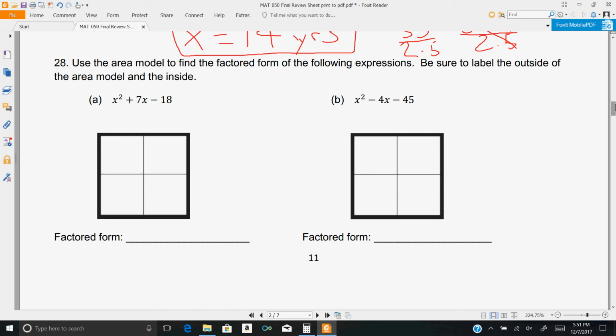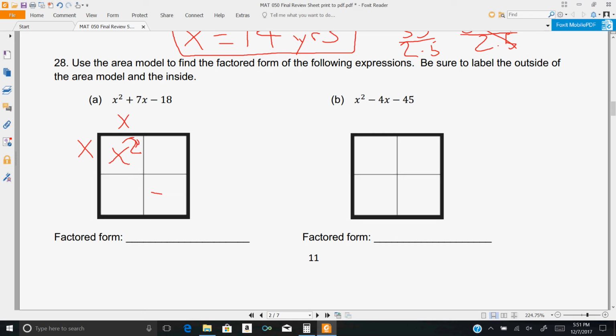And then we multiply them to get the area inside. Here, I don't know what goes on the outside, and I have some clues as to what goes on the inside. I know I have x times x, because I have to get x squared somehow. I can only do that by doing x times x. So I've got that to start with.